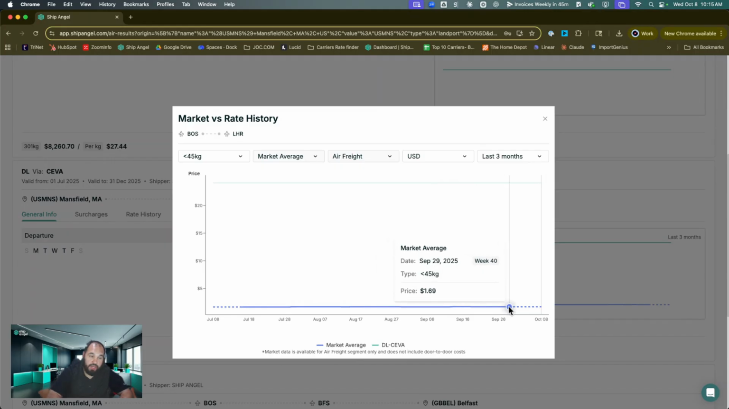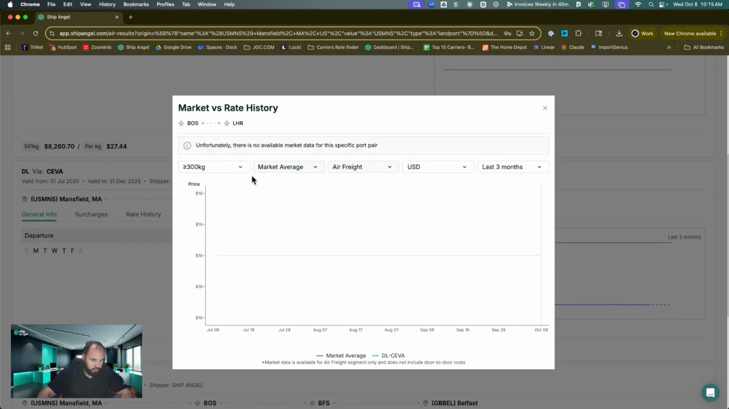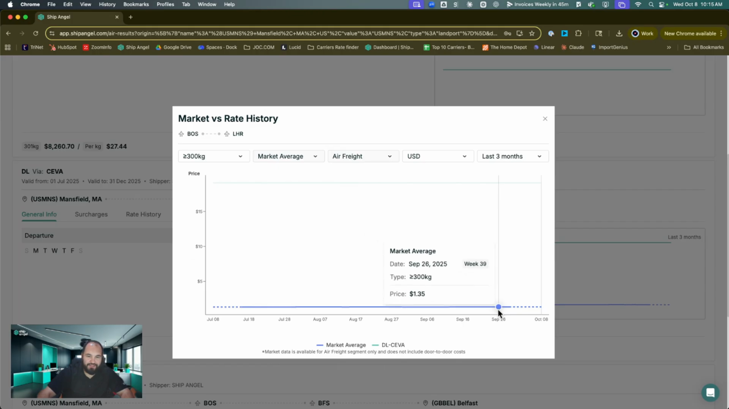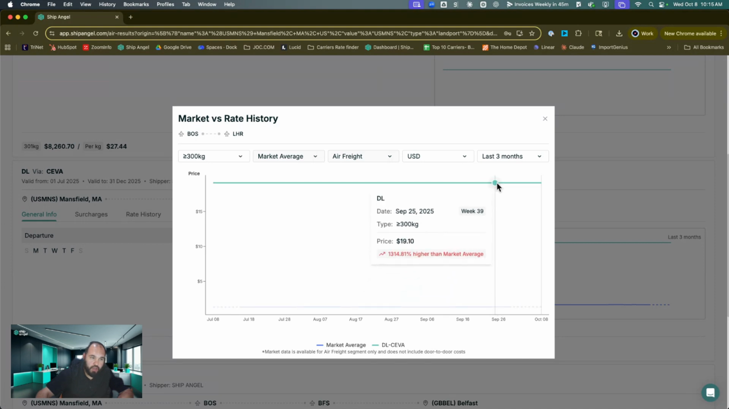And so I know very, very quickly the market average as of the last time the data was updated here, on September 29th, for less than a 45 kilo weight break, which is somewhat unrealistic. No one usually ships less than 45 on an air freight shipment. Usually they're going to send that by DHL or parcel. So let's switch it over to 300 kilos. At 300 kilos, we're looking at a $1.35 market average cost versus my cost, which is $19.10.